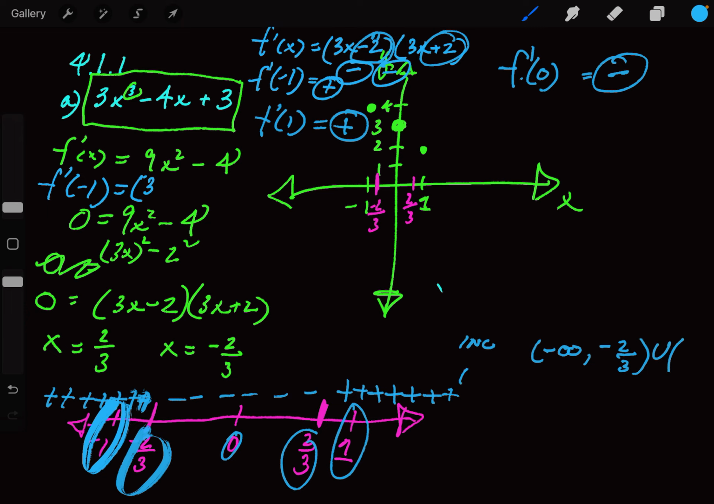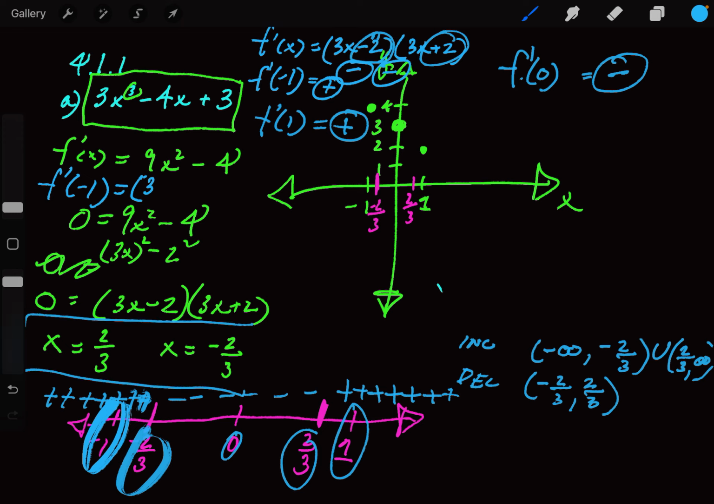And in union, it's increasing from 2/3 to infinity. And it's decreasing only in this interval from -2/3 to 2/3. At -2/3, it's not increasing or decreasing because your derivative is 0. Your derivative is 0 at these 2 points. So it's not increasing or decreasing at those points. And with that information, you could start to sketch what your curve actually looks like.